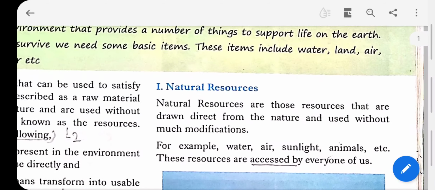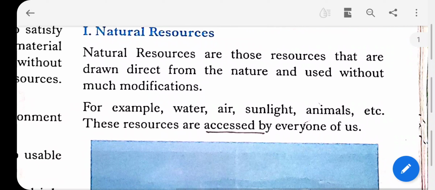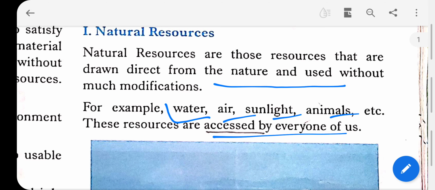What are natural resources? Natural resources are those resources that are drawn from nature and used without much modification. For example, water, air, sunlight, animals, etc. are resources accessed by everyone of us.